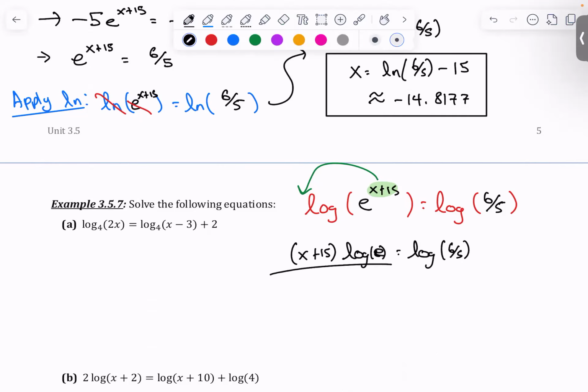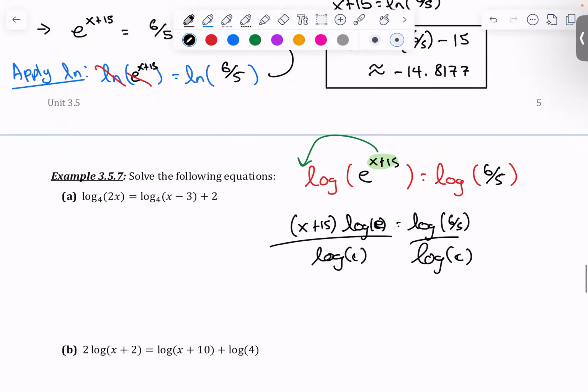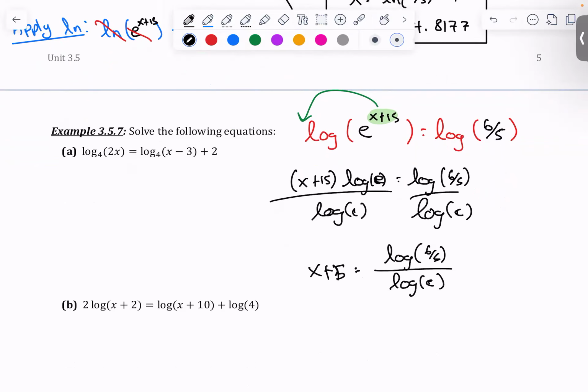I would recommend dividing both sides by log of e. And that ends up with x plus 15 equals log of 6/5 over log of e. Oh, there's a 15, not a 5. And that gives me x equals log of 6/5 over log of e minus 15, which if you plug that into your calculator, it'll be the exact same decimal number.